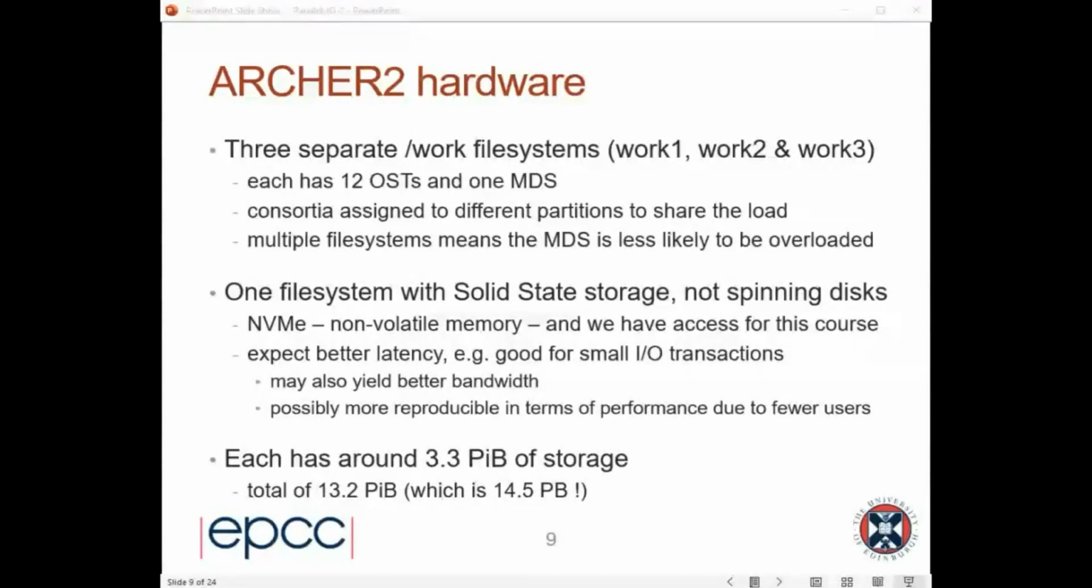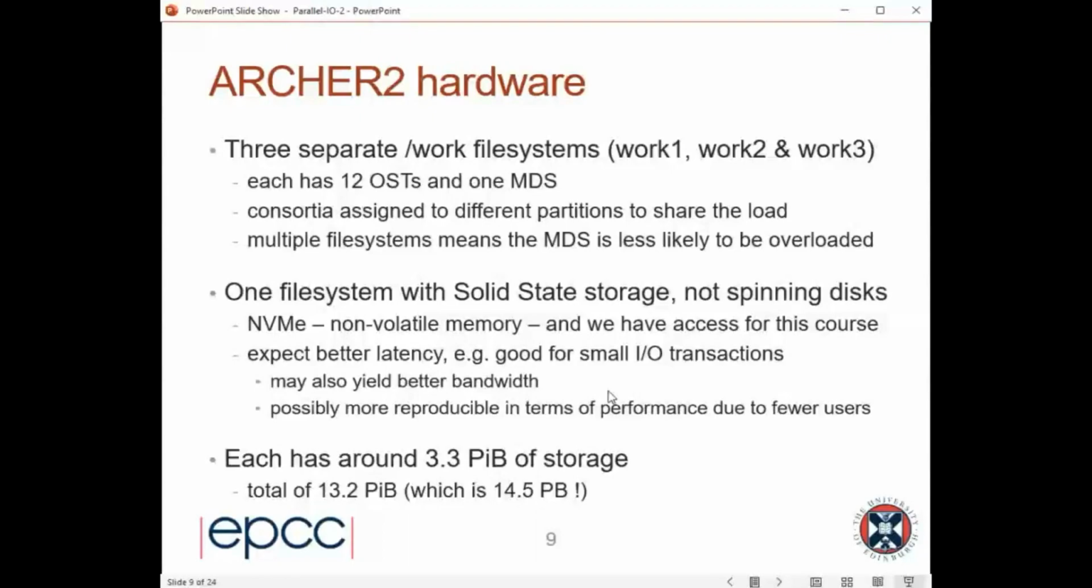But we're actually on work 4. I'll have to update these slides. There's also a solid state storage system, which isn't spinning disks. That's built on the storage. So these OSTs are just classical disks like you'd have in an old-fashioned laptop, platter spinning round. We also have a system with solid-state storage built on NVMe, non-volatile memory, and we do have access to that for this course.